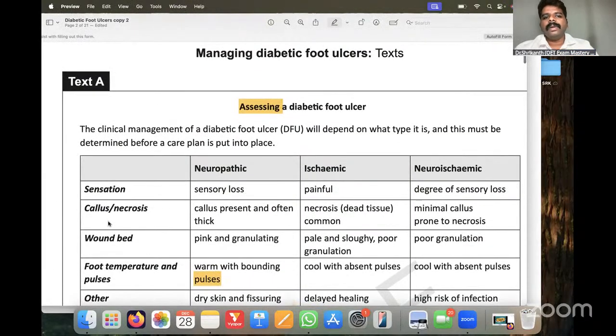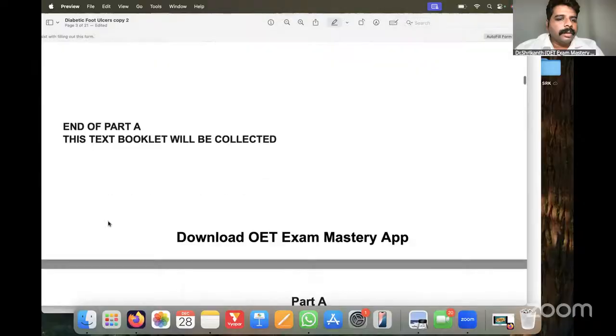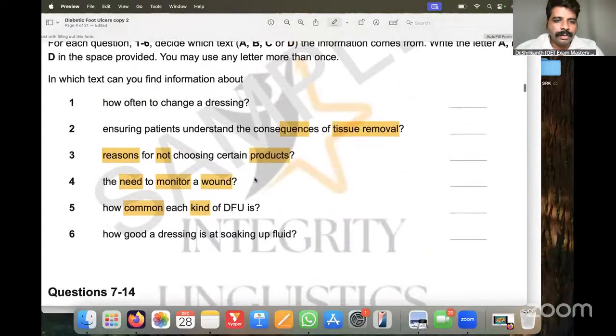So this is how you have to trust. You don't have to read the entire paragraphs. You just have to look into it, trust yourself, and then go directly over there. Right. Now let's take a look into the sixth question. So how common each kind of DFU is. So we can say they're talking about prevalence, and therefore the answer to that is in text A over here.